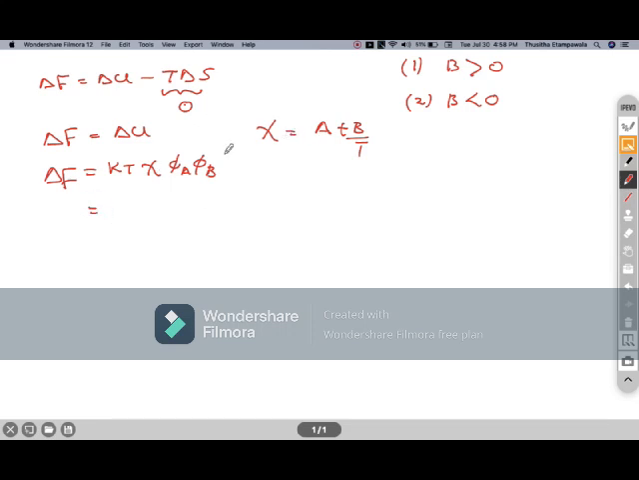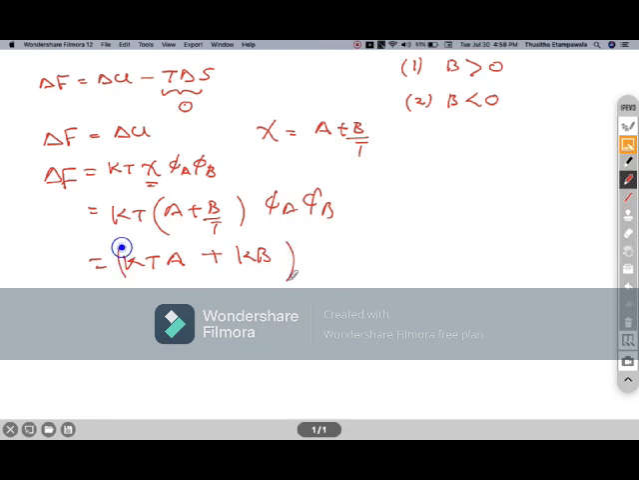So if I substitute this chi here, I get KT times (A plus B over T) multiplied by phi A phi B. Then I will get KT A, and here I will get KB, because T over T cancels, multiplied by phi A phi B. The K term is common, so I can write this as (TA plus B) times K times phi A times phi B. Sorry, this is not a sum; it is a product, phi A times phi B. So this is delta F.